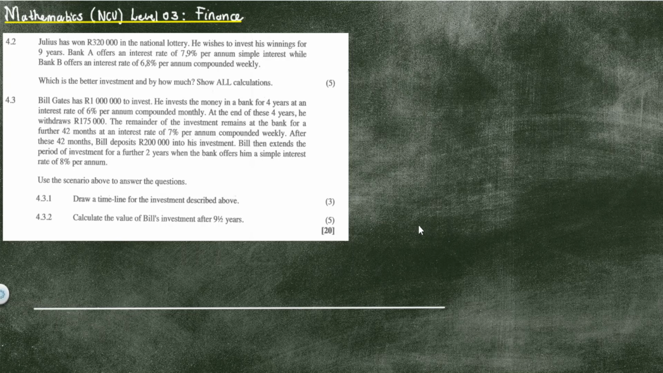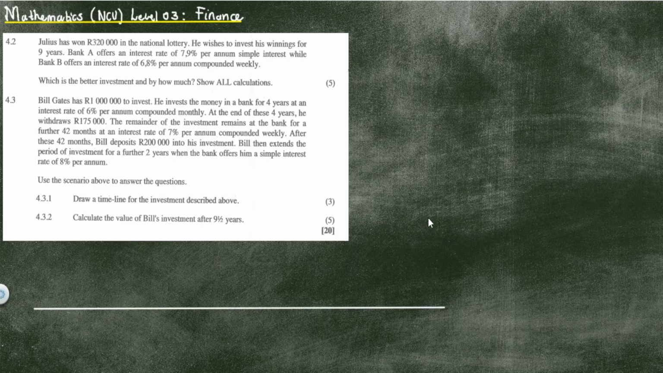But before we do that, let's read the question one more time. So Bill Gates has 1 million rand to invest. He invests the money in a bank for 4 years at an interest rate of 6% per annum compounded monthly. At the end of these 4 years, he withdraws 175,000 rand. The remainder of the investment remains at the bank for a further 42 months at an interest rate of 7% per annum compounded weekly. After these 42 months, Bill deposits 200,000 rand into his investment. Bill then extends. Then he says to the bank, you know what?